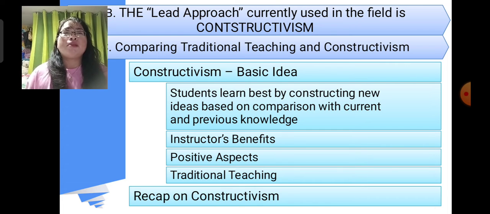We have positive aspects. In constructivism, we also have a positive aspect. When people go out in the world, they interpret things they see and experience by comparing similarities and differences to ideas they already have. And now the traditional teaching.